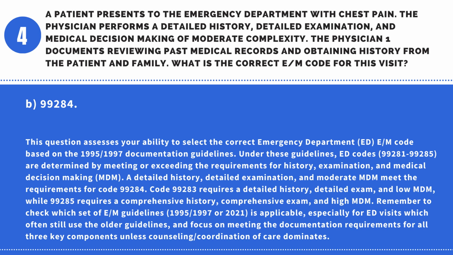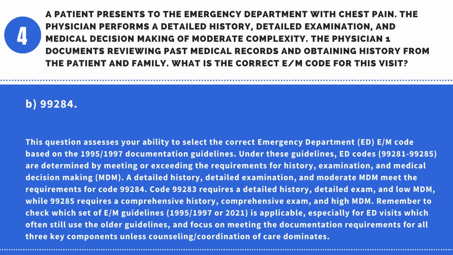1995/1997 documentation guidelines. Under these guidelines, ED codes, 99281 to 99285, are determined by meeting or exceeding the requirements for history, examination, and medical decision-making, MDM. A detailed history, detailed examination, and moderate MDM meet the requirements for Code 99284.